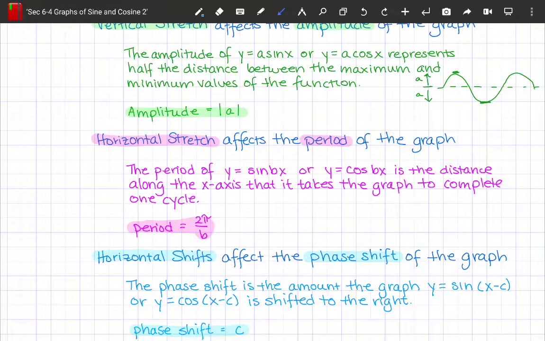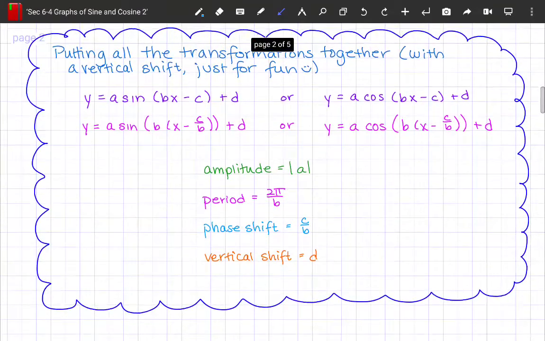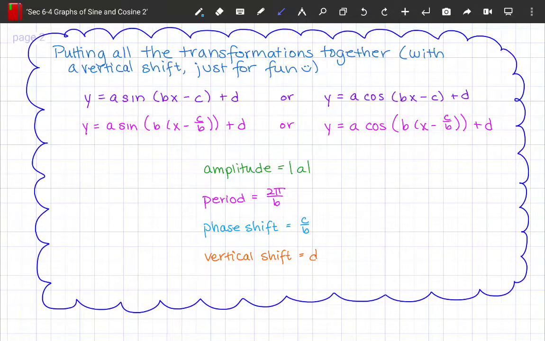But let's put all this together, because this is looking at each one individually. What if you have a change in amplitude, a change in period, and a change in the phase shift, and you put it all together, and we even put it together with a vertical shift? So what happens when we put all these things together? Well, then we have this. And we can write the equations as either this if it's a sine, or this way if it's cosine.